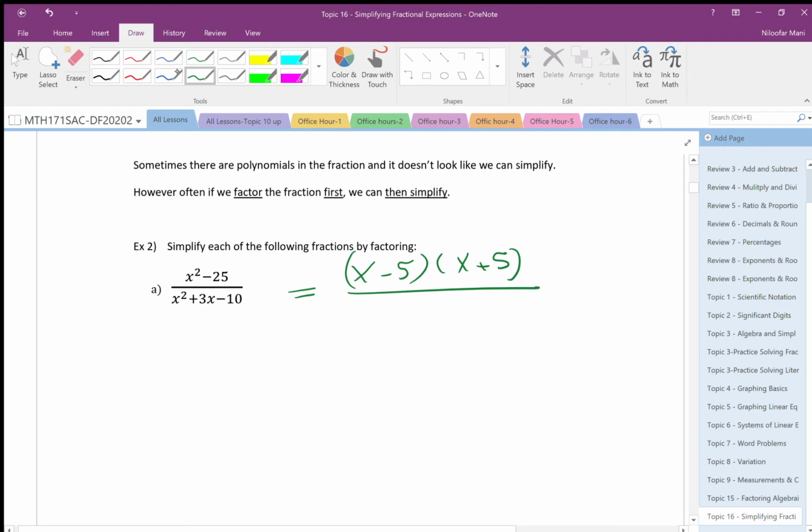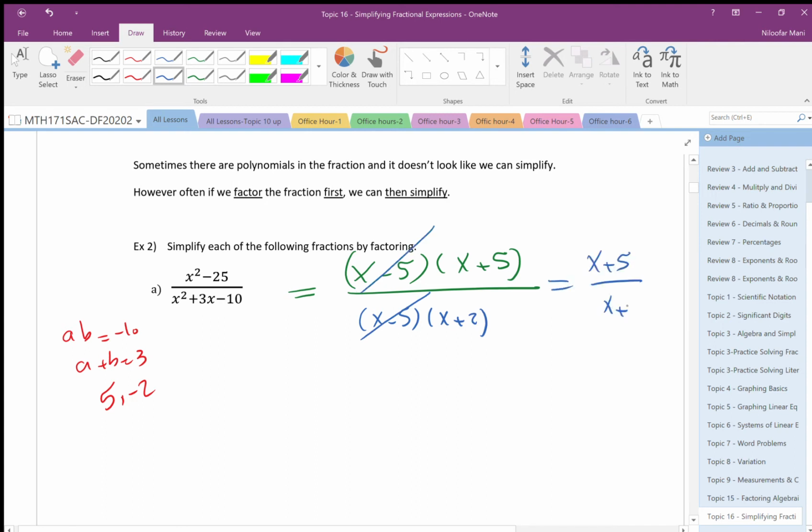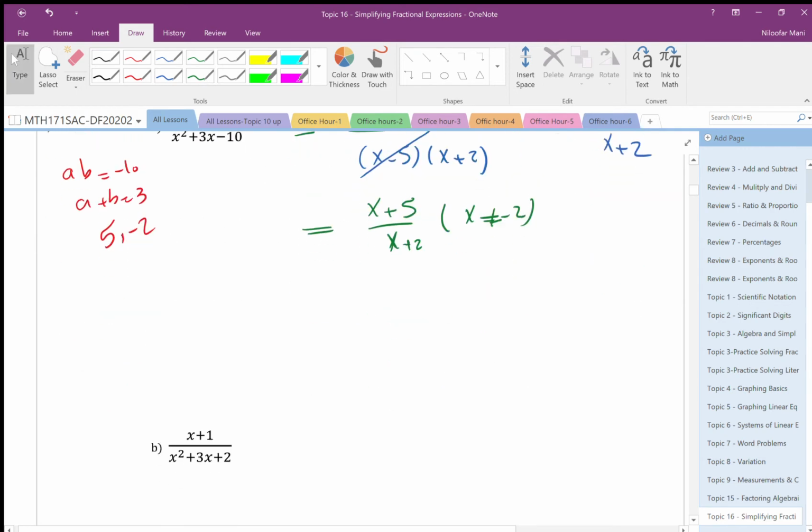How about the bottom? I'm looking for two numbers. If I multiply them, minus 10, and if I add them, 3. I say 5 and minus 2. So x minus 5 and x plus 2. This and this cancel, so you have x plus 5 over x plus 2. But again, part of the question, I have to say this: the denominator is not 0, and here I can say the answer is x plus 5 over x plus 2, in brackets, x is not minus 2. But if you don't include it, it doesn't matter.